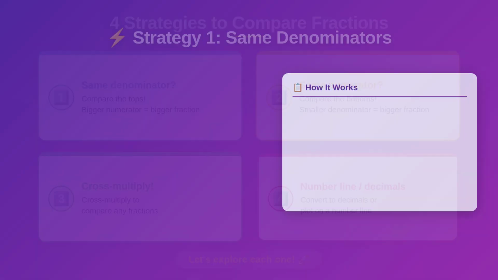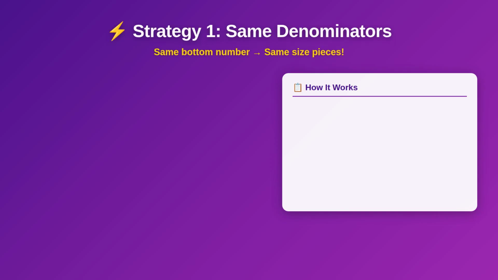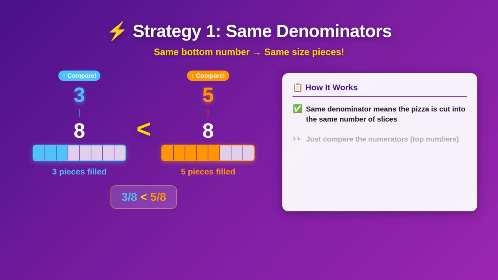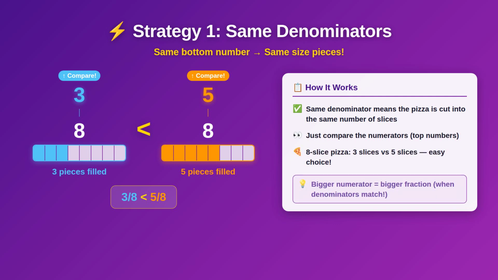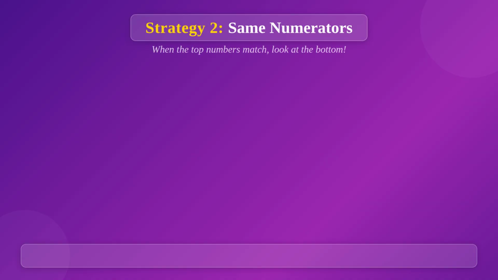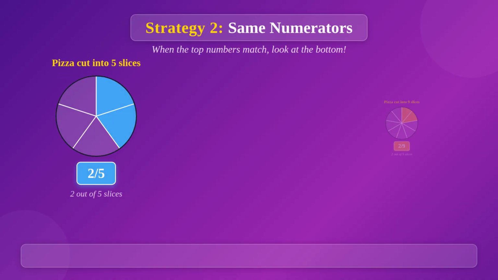Let's explore each one. Strategy 1 is the easiest. Same denominators. When 2 fractions have the same bottom number, they're cut into the same size pieces, so all you have to do is look at the numerators, the top numbers. 3/8 versus 5/8. Both are cut into 8 equal pieces. 3 pieces versus 5 pieces. Obviously 5 is more. Think of it like, if a pizza is cut into 8 slices, would you rather have 3 slices or 5 slices? Easy choice.